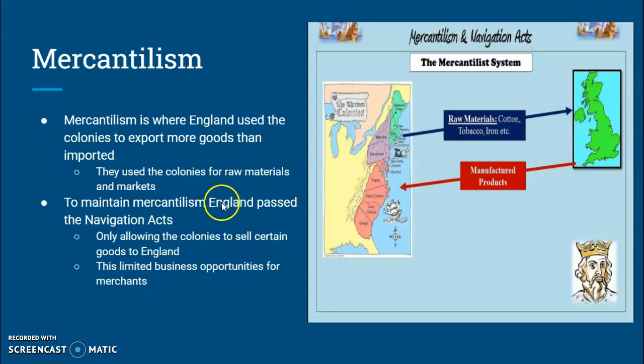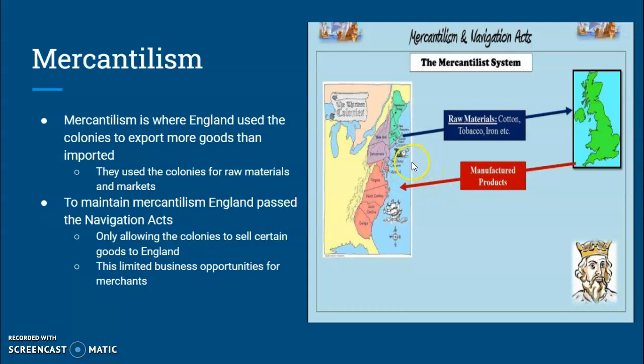To help maintain mercantilism, England's going to pass what's called the Navigation Acts. Navigation Act said you only allow the colonies to sell certain goods to England. That means the colonies could not sell goods to other colonies, like if something from South Carolina couldn't be sold to Massachusetts, or more importantly, you could not sell those certain goods to other countries.